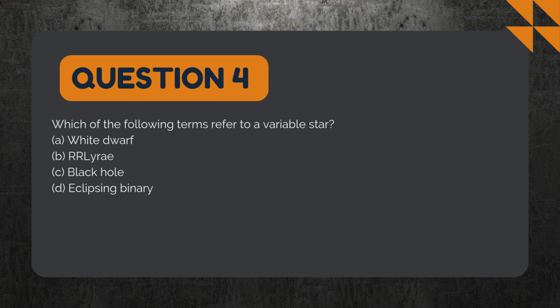Question 4. Which of the following terms refer to a variable star? A, white dwarf. B, RR Lyrae. C, black hole. D, eclipsing binary.